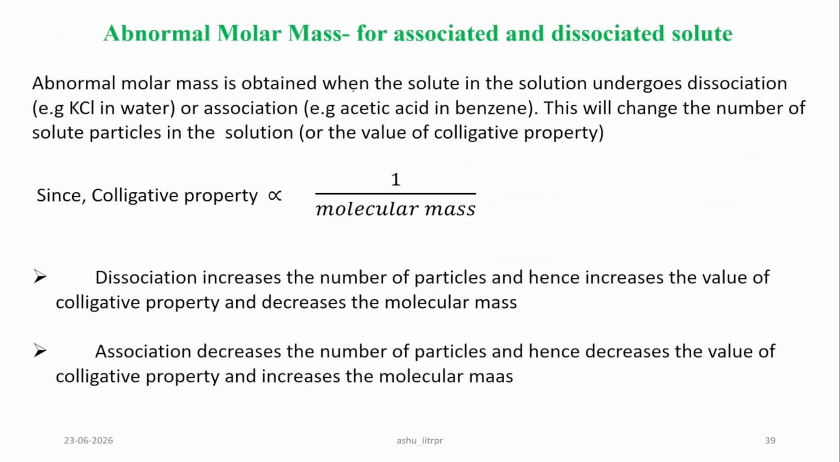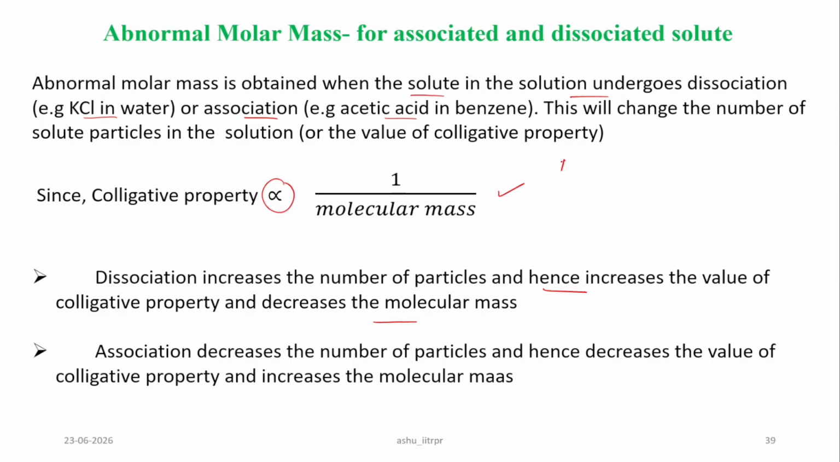Abnormal molar mass is obtained when a solute in solution undergoes dissociation, like NaCl, KCl, or association, like acetic acid in benzene, or even benzoic acid. These types of compounds undergo association. Because of this association and dissociation, their molar mass changes, and because colligative property varies inversely with molecular mass, the value of the colligative property also changes accordingly. Dissociation increases the number of particles, hence increases the value of colligative property.